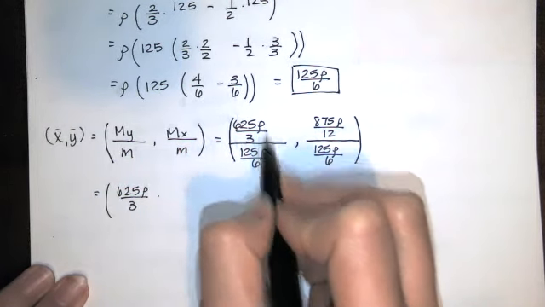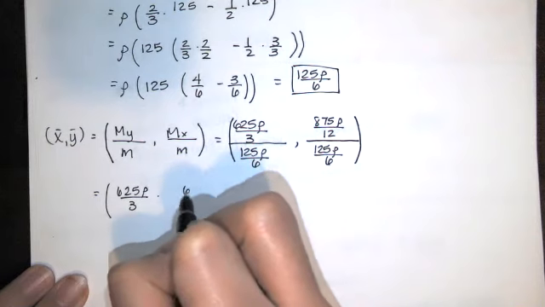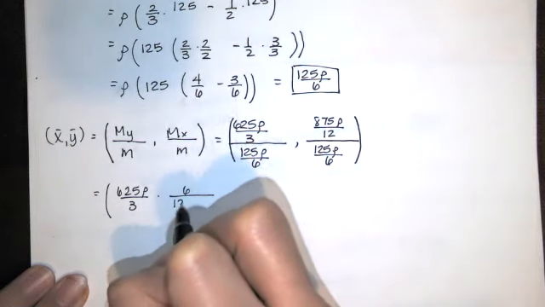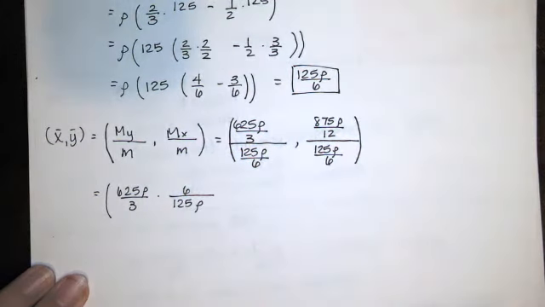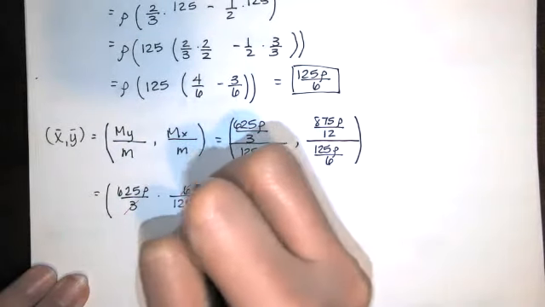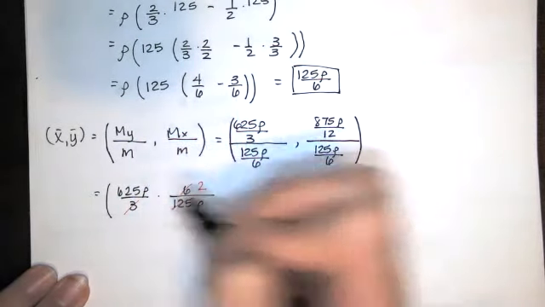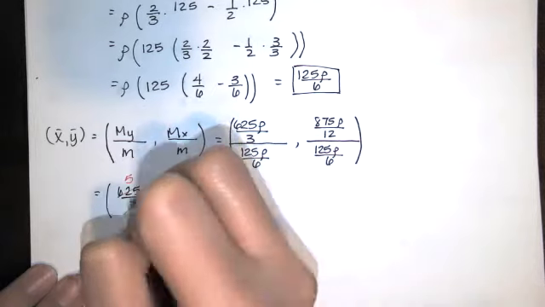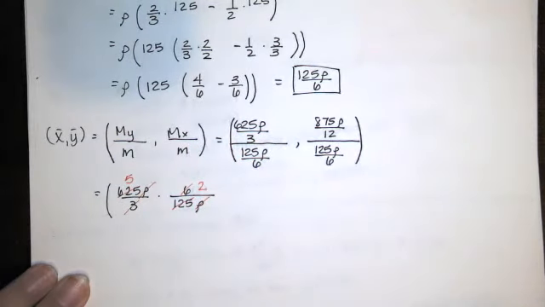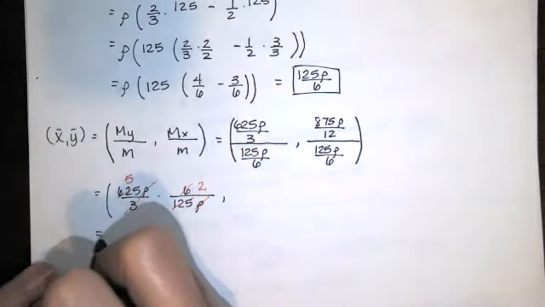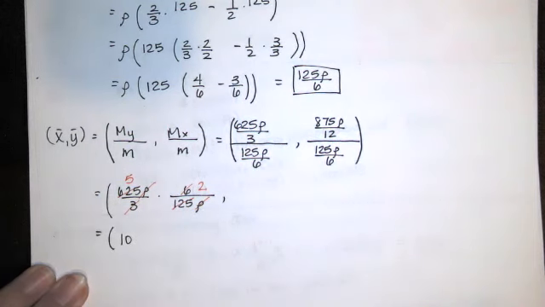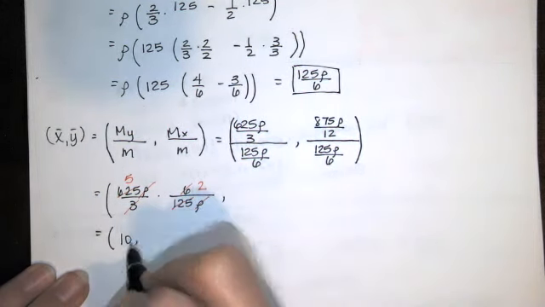Dividing by this fraction is multiplying by the reciprocal, so multiply by 6 over 125 rho. 3 goes into 6 twice. 125 goes into 625 5 times. The rhos reduce. So we just get 10 for our x value, for our center of mass.